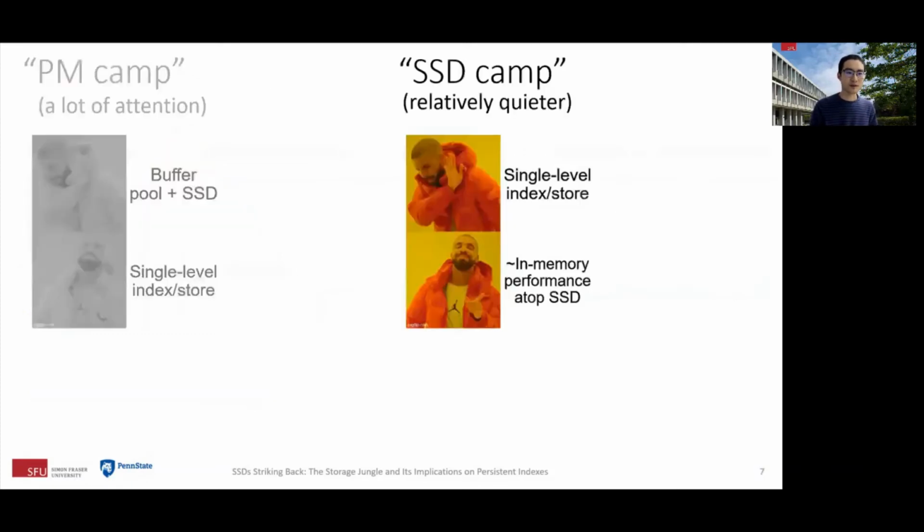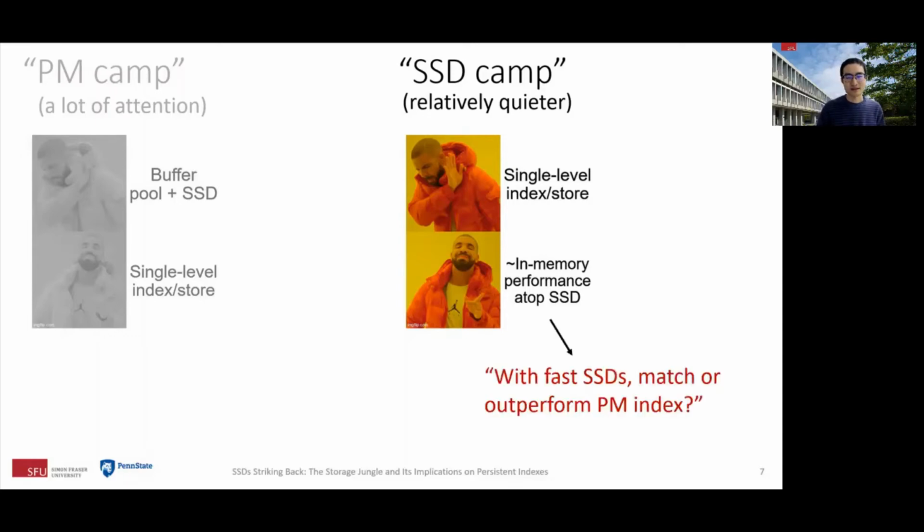We have already talked about what the PM camp is doing. Now, with these new SSD devices, the SSD camp is relatively quieter, because this has been perhaps the way we do things from day one. The question to ask here is that with fast SSDs, can we actually make indexing structures to match or even outperform PM index data structures?